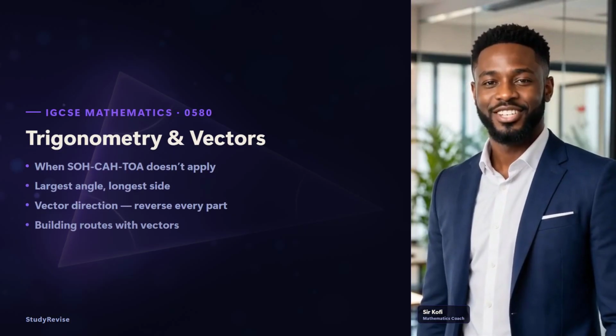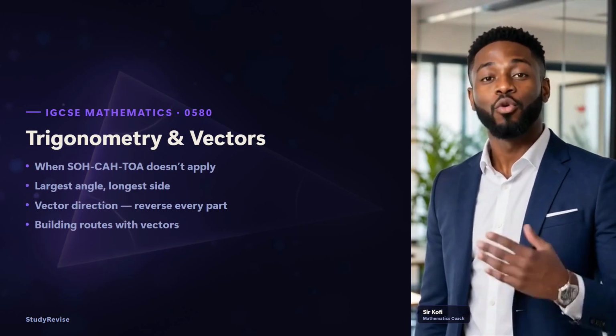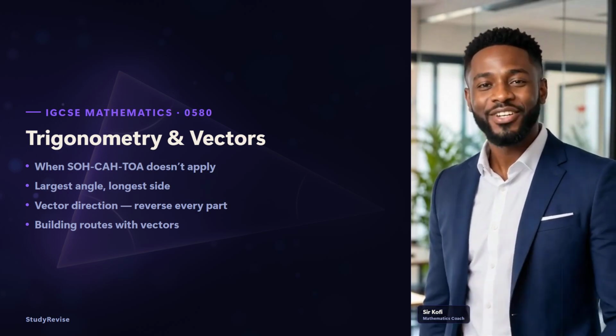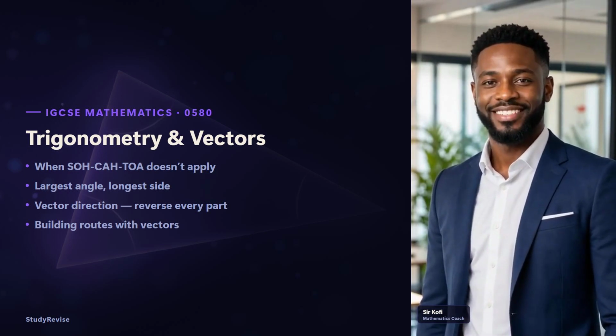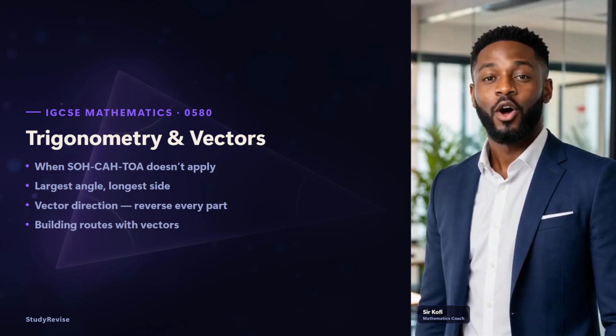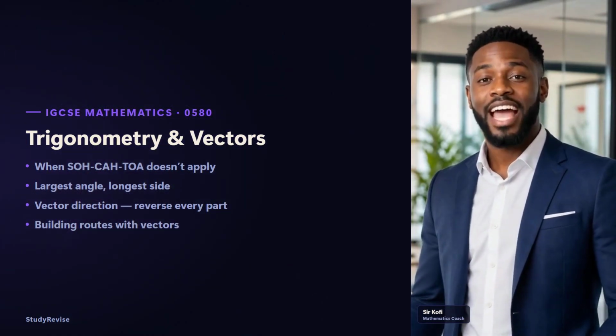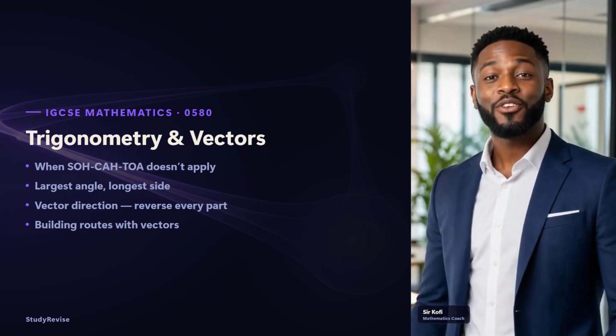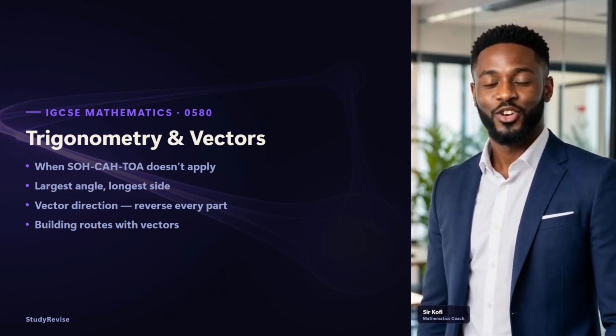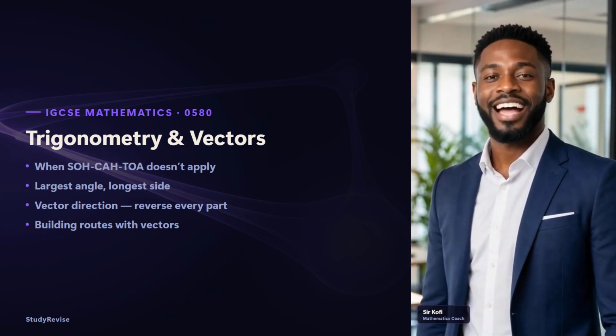Trigonometry and vectors share a habit of punishing the wrong starting choice before a single number is even calculated. Reaching for SOHCAHTOA on a triangle that doesn't have a right angle anywhere in it. The method itself simply doesn't apply, no matter how carefully it's carried out afterwards.